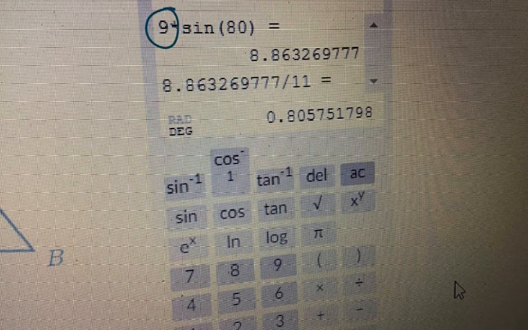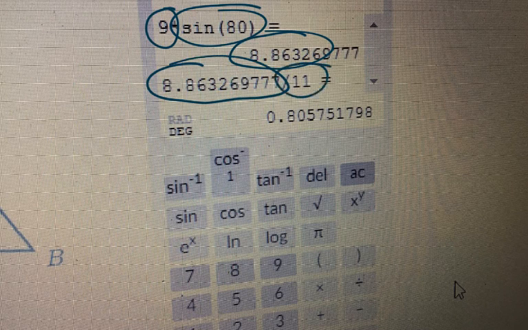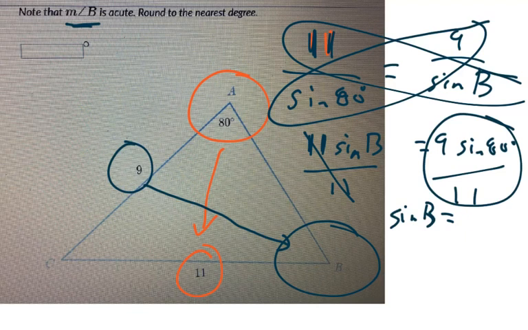I'm going to do 9 times the sine of 80. There's my answer. I'm going to take that answer, divide by 11, and I get 0.8057. So sine of B is 0.8057. Again, notice I did not clear the screen on my calculator because I'm going to use that whole number, not just 0.8057.